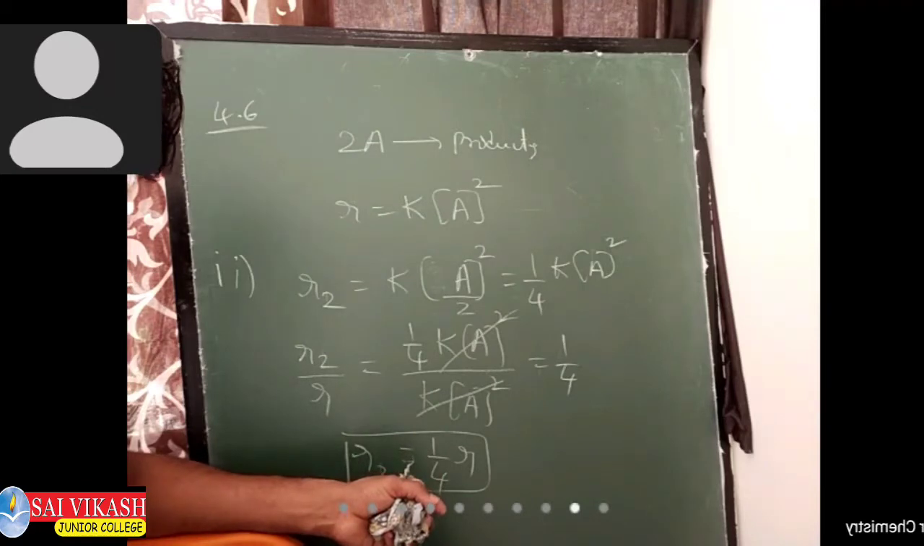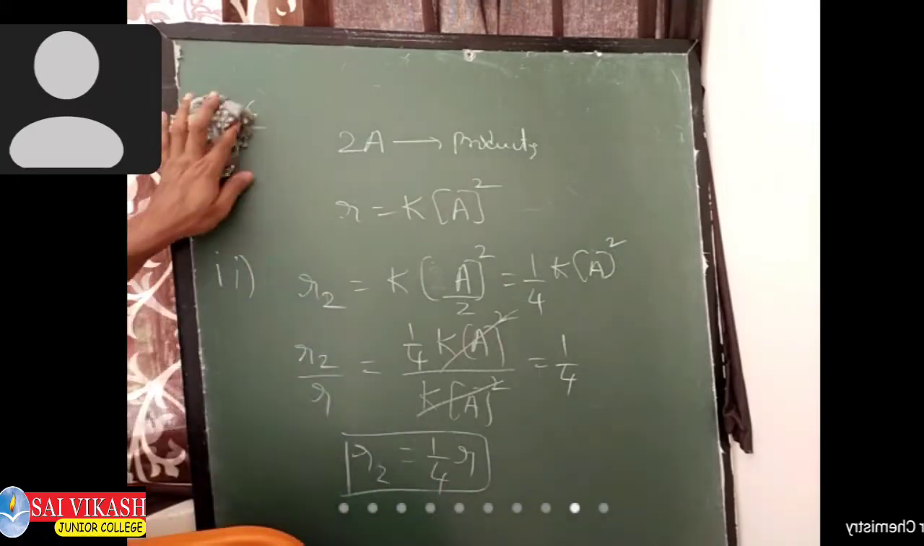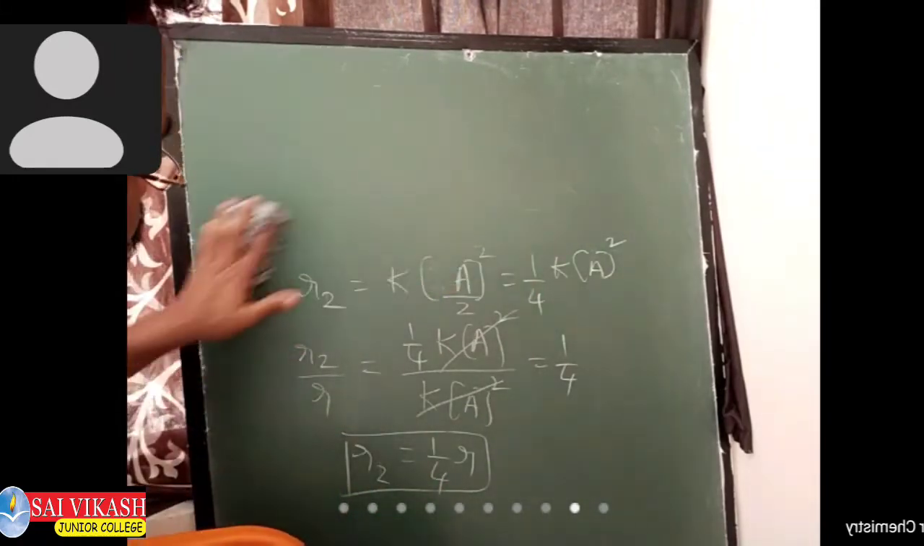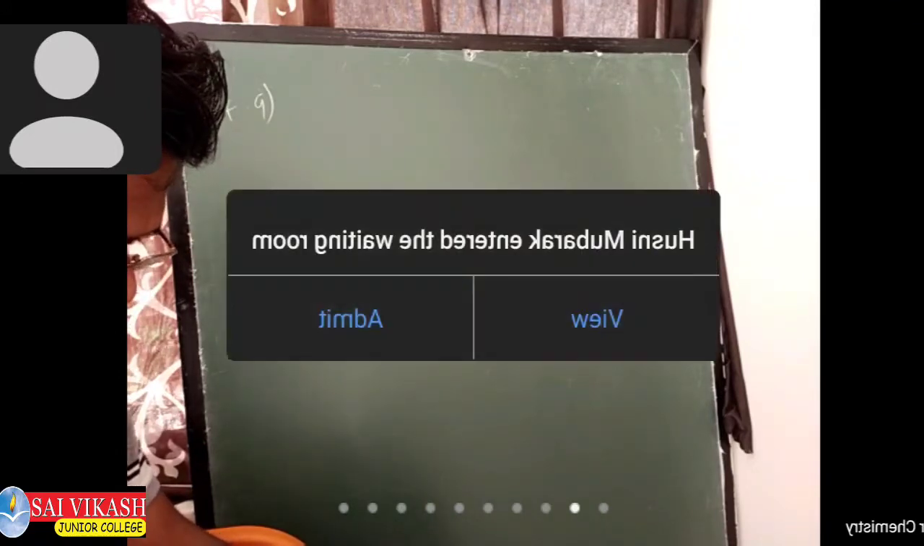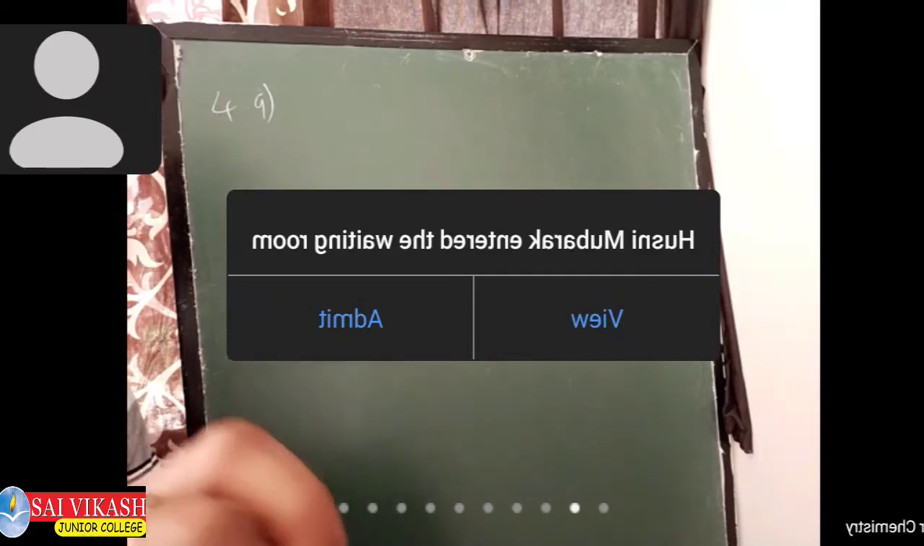This is the 4.6 question. The next important one is 4.9. Let us do this 4.9 also. See, 4.9 is: a reaction is first order in A and second order in B. The reaction is first order in A and second order in B is given.